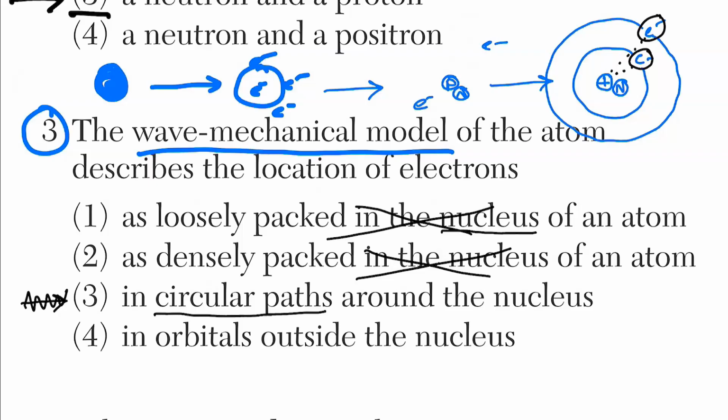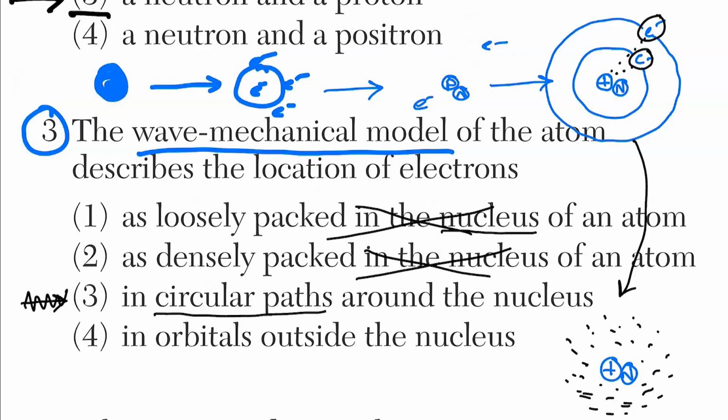The wave mechanical model states that we've got a nucleus that's positive, whether you understand that neutrons were there or not yet. And these electrons are in these areas based upon the idea that they make an electron cloud. We don't know exactly where they are at any one time, and we use something called probability.